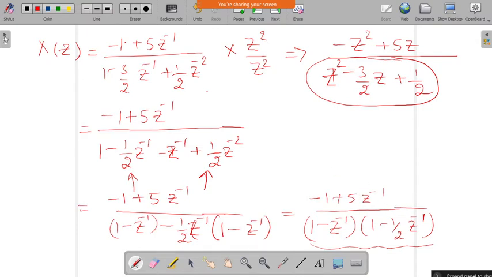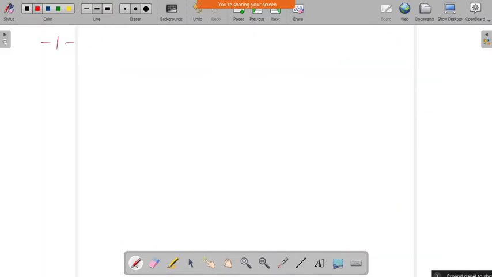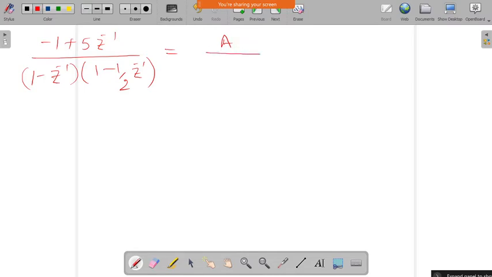So we will see how we can do that. That is (-1 + 5z^-1) divided by (1 - z^-1)(1 - (1/2)z^-1). So this I can divide as A by (1 - z^-1). So this is a separate factor, and similarly B by (1 - (1/2)z^-1). So now I am separating the denominator terms.